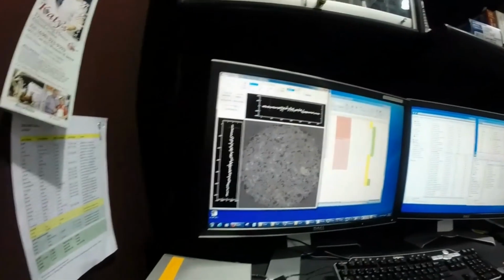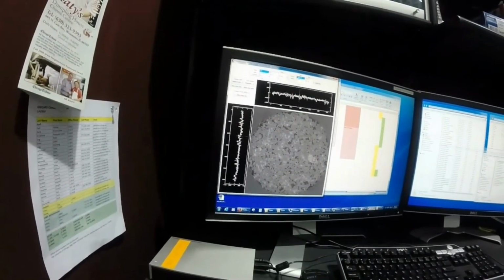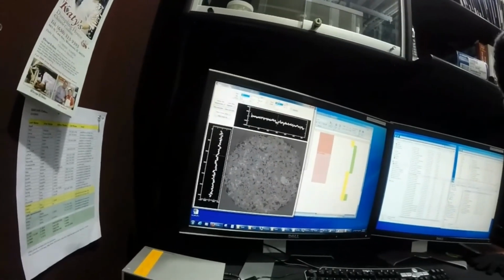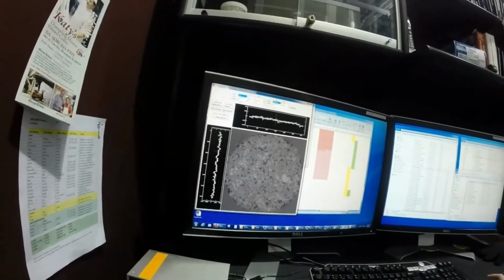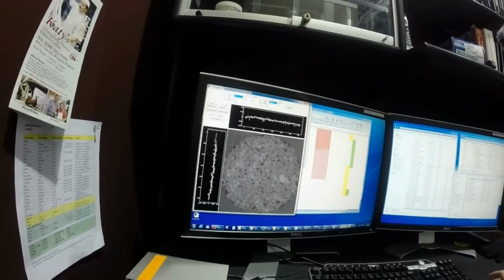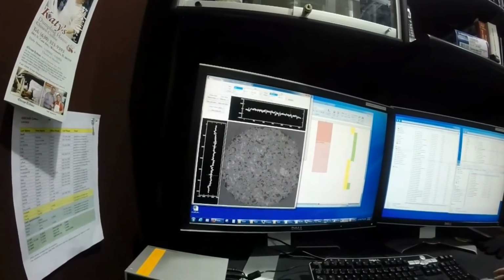So here you can see the dark color, that's supercritical CO2 within the pore structure of the rock. You can see rock grains here, and you can also see brine that shows up as a lighter color inside the rock.